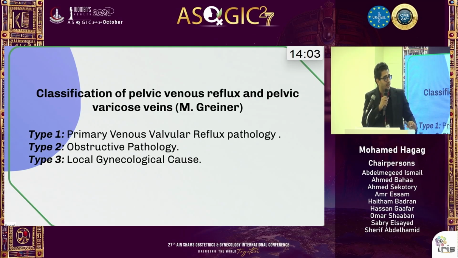Type 1 is like varicose veins, simple valvular disease, or simple venous reflux. Type 2 is reflux secondary to obstruction. The most common types are May-Turner and Nutcracker syndrome. In obstructive pathology, we should differentiate whether the May-Turner or Nutcracker is significant or insignificant.